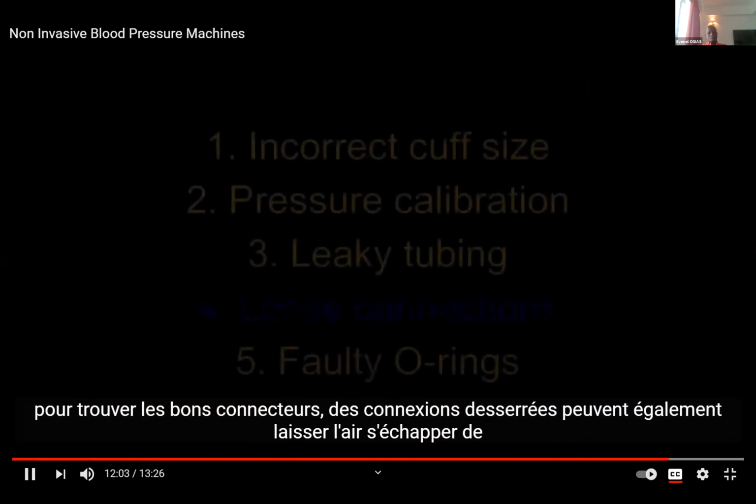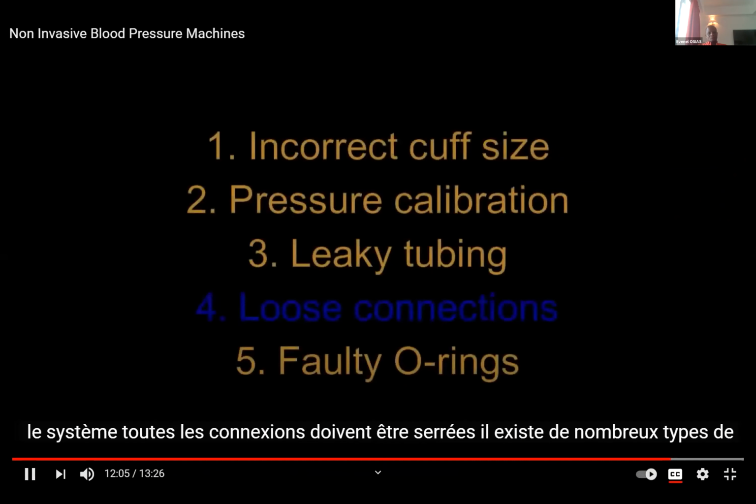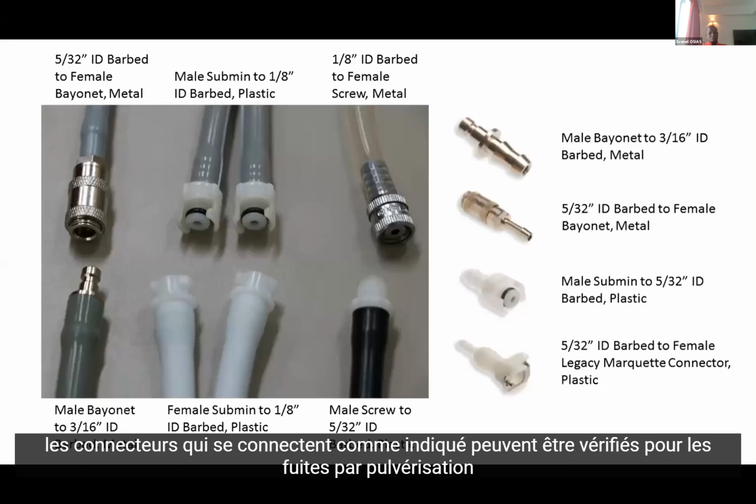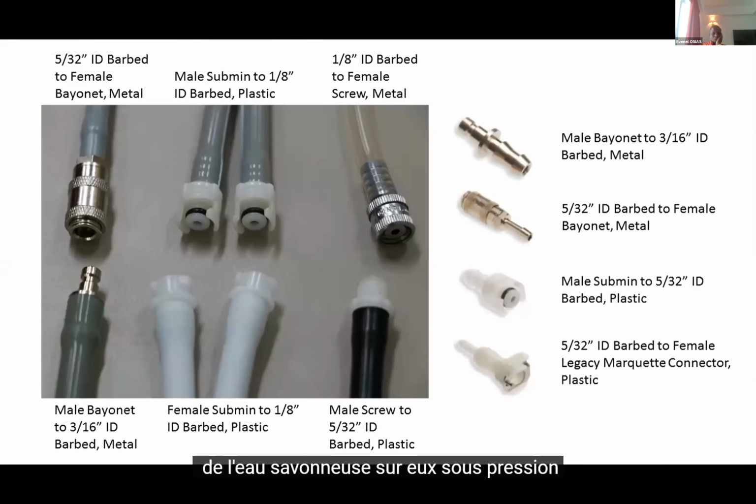Loose connections can also let air escape from the system. All connections should be tight. There are many different types of connectors that connect as shown. These can be checked for leaks by spraying soapy water over them while under pressure.